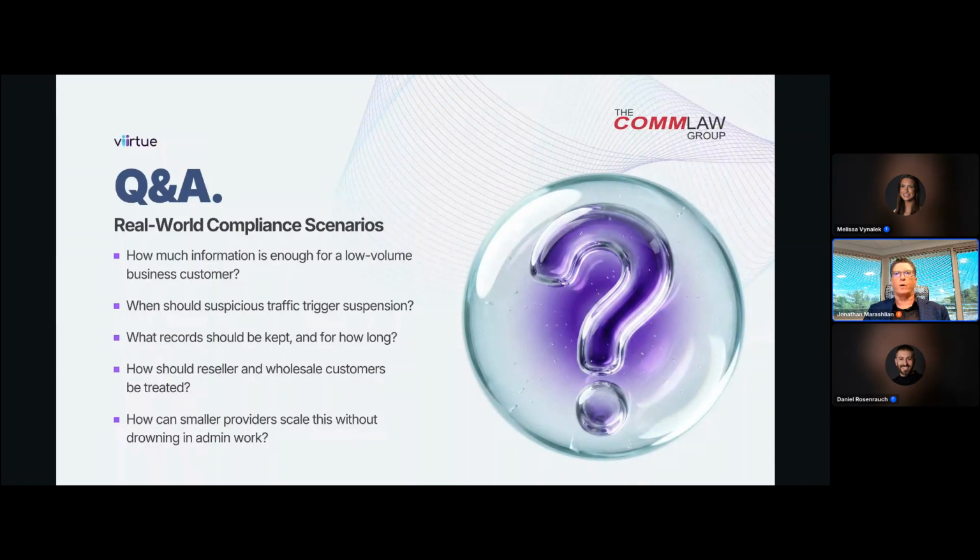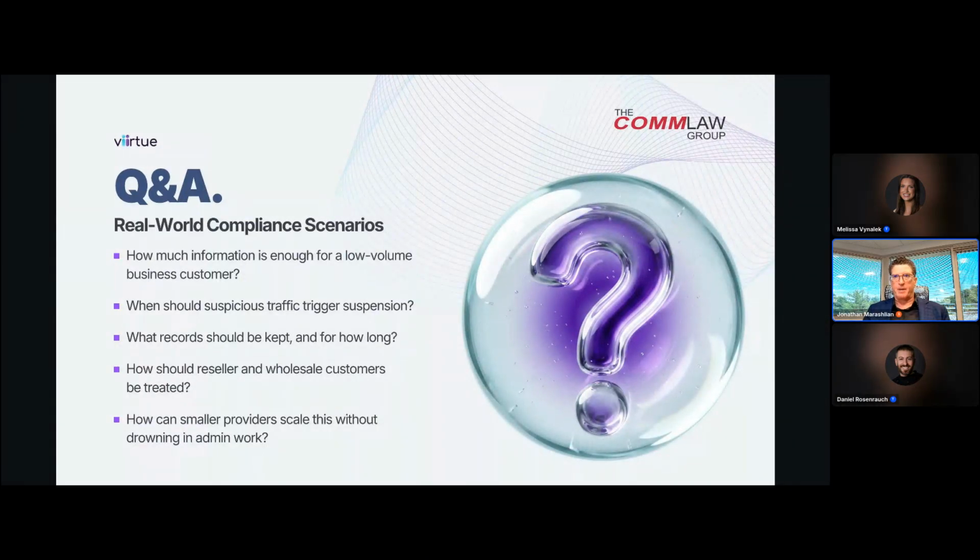So name the owner. Who owns intake? Who owns attestation logic? Who owns the traffic monitoring? Who owns the traceback responses? Who owns suspension decisions? Who owns the retention record? You don't need 10 departments, but you do need clear responsibility.